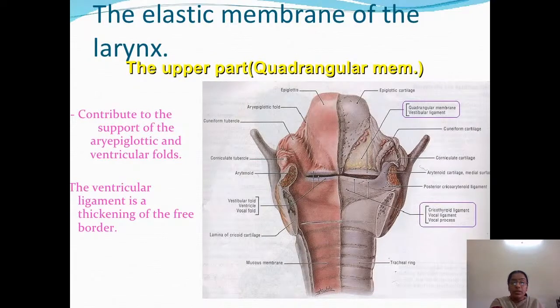This quadrangular membrane connects the epiglottis to your arytenoid cartilage. This is an elastic membrane, which contributes to supporting the aryepiglottic and the ventricular folds. So that membrane is helpful to support the aryepiglottic and the ventricular folds.